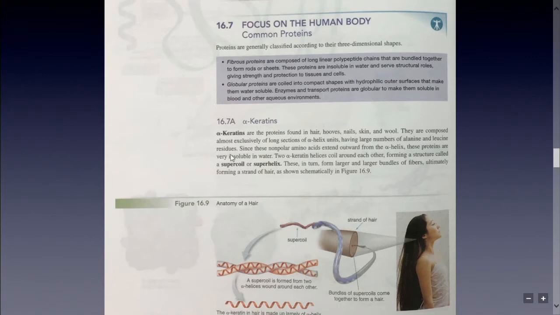And I was wondering, is there a beta keratin? And there is a beta keratin, so I'll bring that up in just a minute. But usually for mammals, we're going to have the alpha keratin. That is usually what you're going to find.